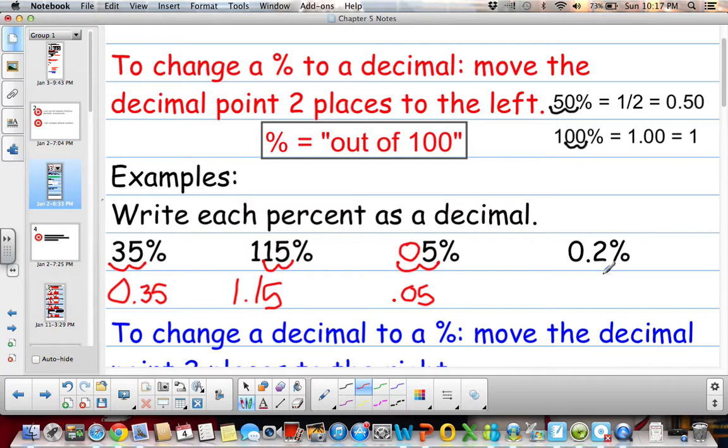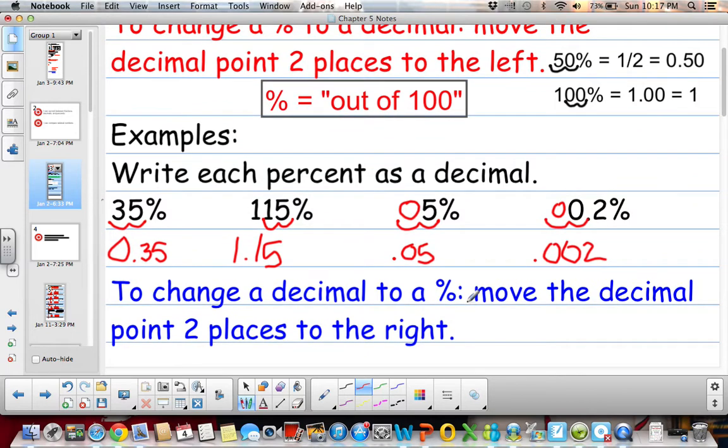And then 0.2%. Well, our decimal is already right here. So this time we don't start after the 2. We start right where the decimal is, and now we still move it over 2. And just like we did before, we have to add our 0. So our decimal for 0.2% is going to be 0.002.